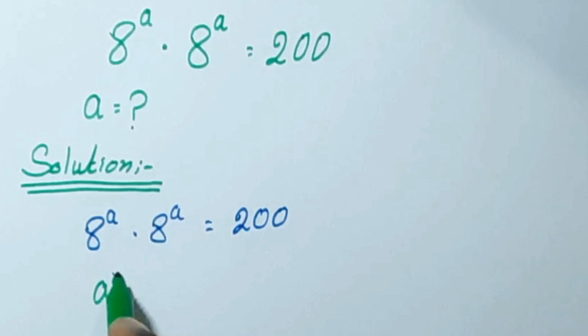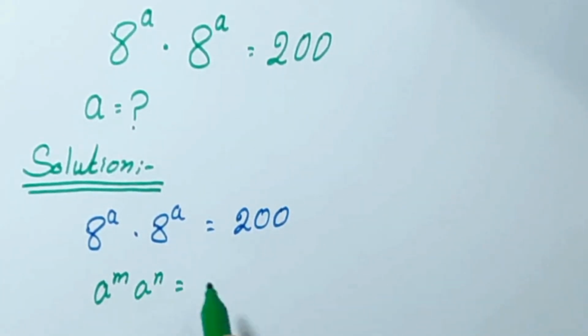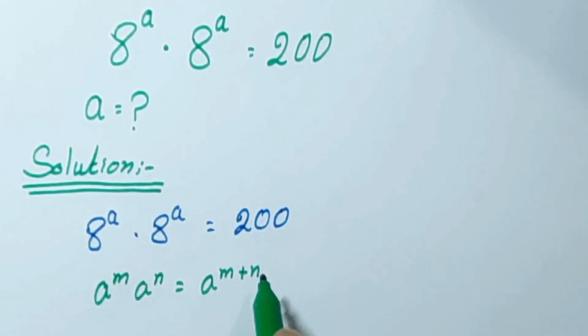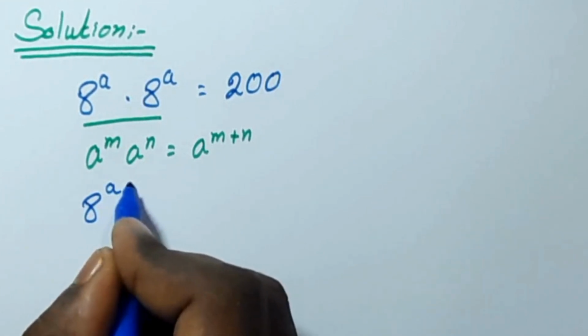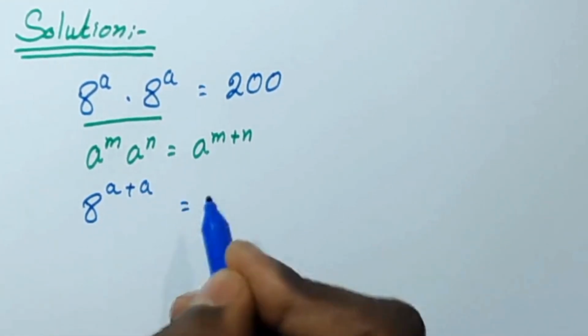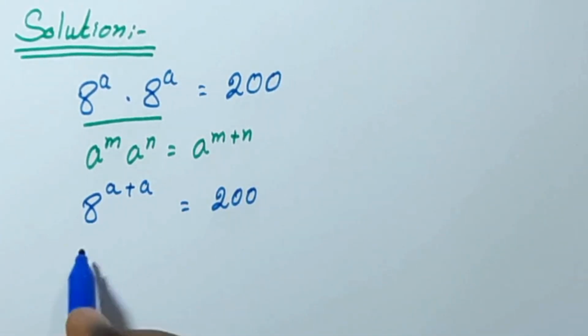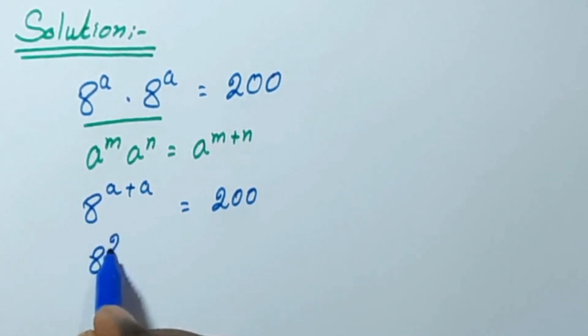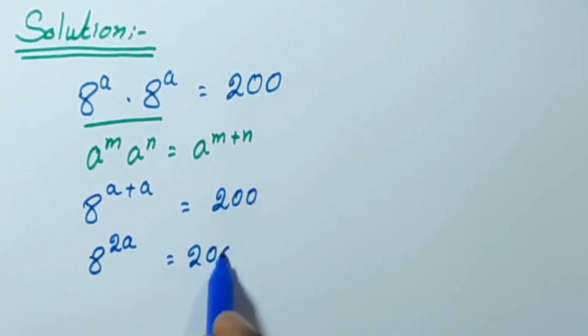a^m × a^n = a^(m+n). We are going to apply this here. 8^(a+a) = 200. Now 8^(2a) = 200.